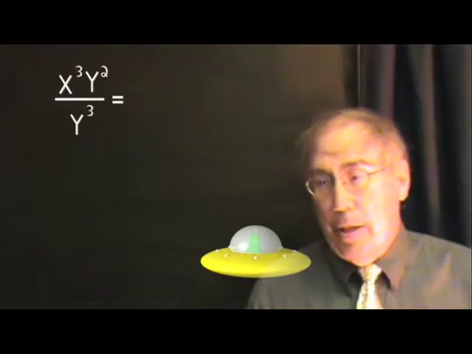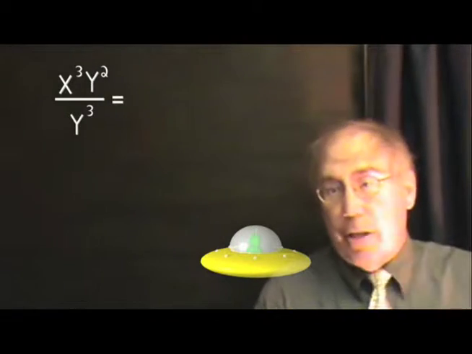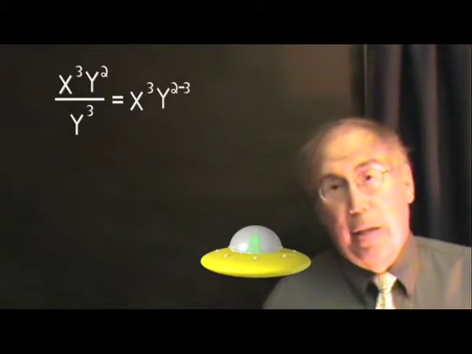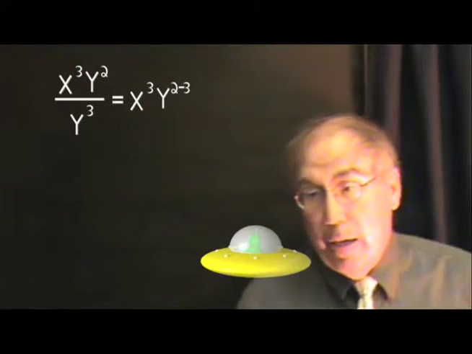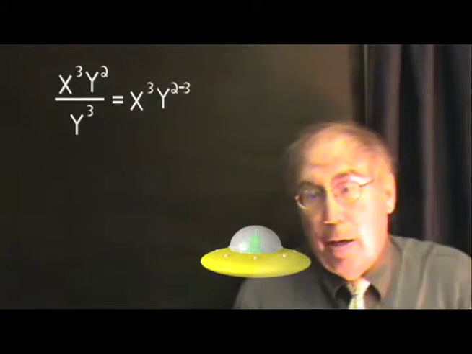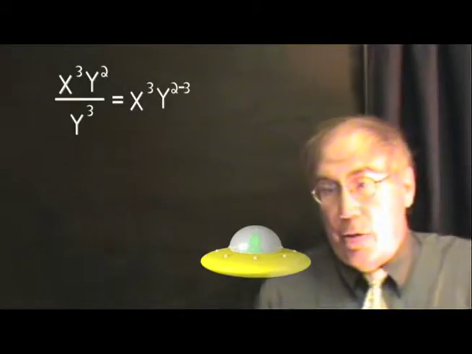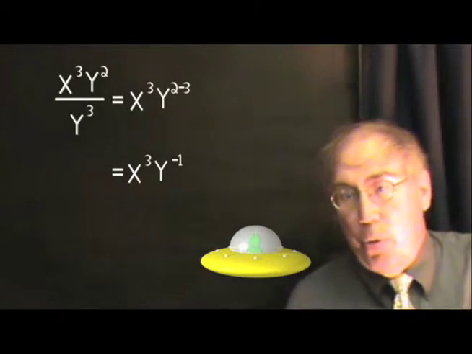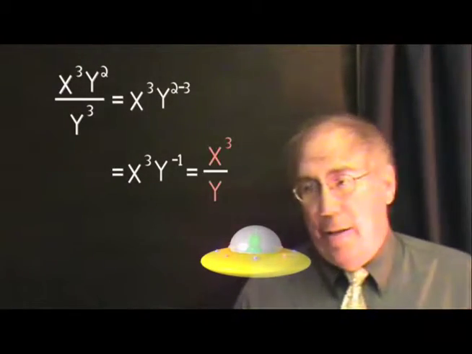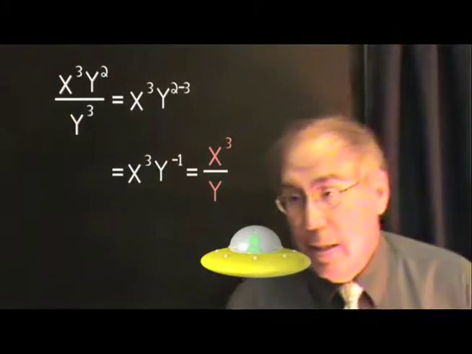Okay, the next one here, we have to deal with the y's. Now, if we follow the same pattern here, we can subtract the 3 from the 2, and we'll get y to the negative 1. Now, we could have saved a step here by moving the y squared to the denominator and come out with the same results.